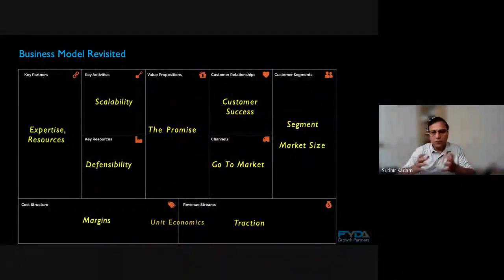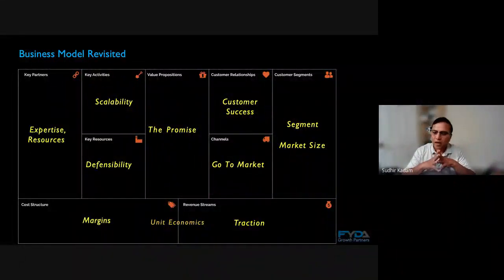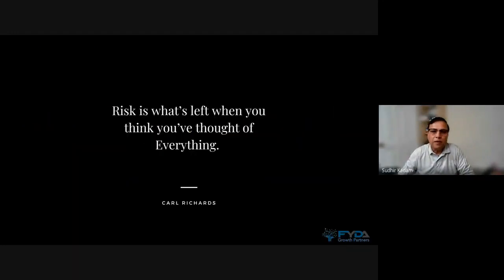Okay, so we spoke of unit economics, we spoke of CAC, LTV, and so on. For a moment we thought we had everything covered, but risk is what is left when you think you have thought of everything. So we are now going to cover those areas which we might have missed out, or the areas where we are likely to struggle.